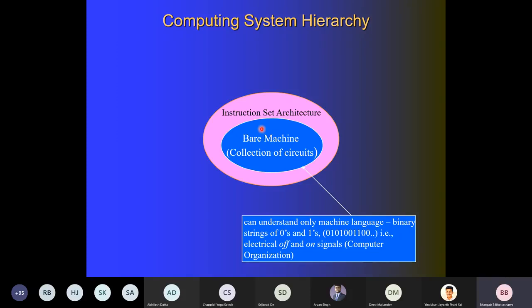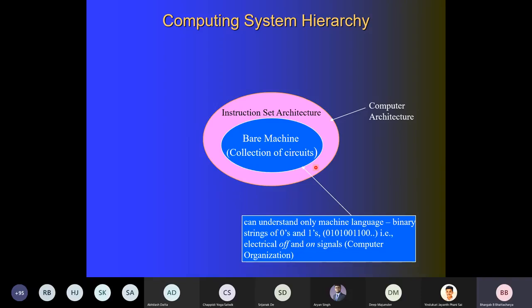In other words, there is a virtual envelope on this bare machine, which is called the instruction set architecture. Now, if we interact from this envelope, then you don't have to write in terms of zeros and ones. You can write in terms of assembly language, like add, move, shift, etc. So your job as a programmer has become a little bit simplified, right?